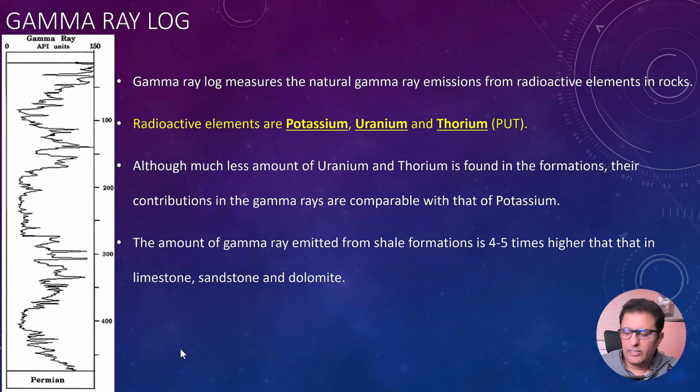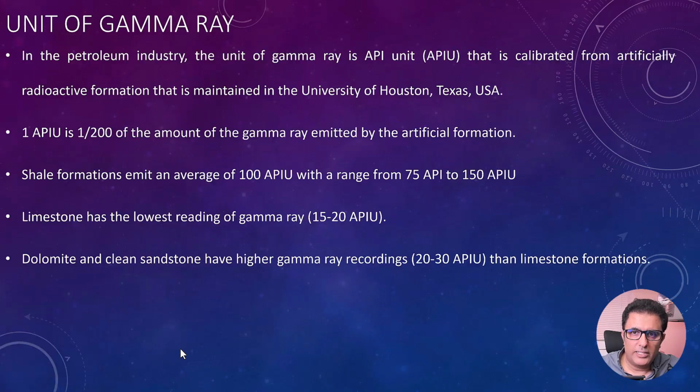So what I mean is, if we have a large amount of potassium and also a small volume of, for example, uranium, a small volume of uranium may produce gamma ray equal to that huge volume of potassium. So this is something that you should notice. And something that is interesting is that usually shale formations produce more gamma ray. What that means is that they have more PUT elements. Usually the amount of gamma ray emission from shale formation is 4 to 5 times higher than limestone, sandstone, and dolomite.